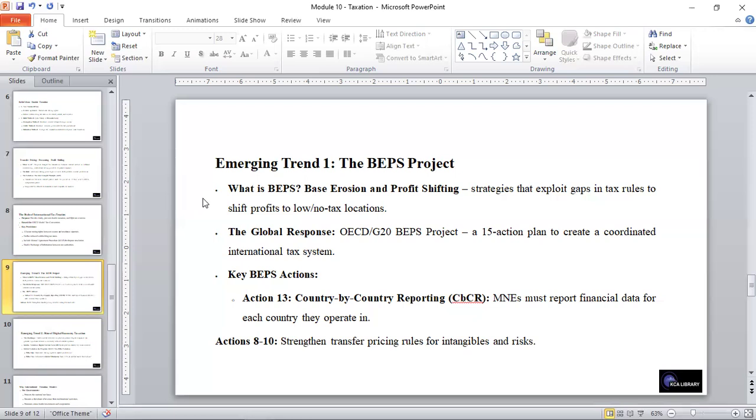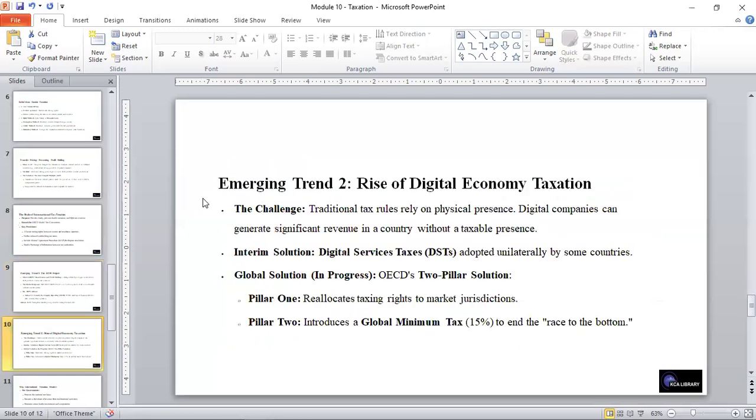which shows that MNEs must report financial data for each country they operate in. And we also have Actions 8 to 10, which deal with strengthening transfer pricing rules for intangibles and risk. We also have another emerging trend, which is the rise of digital economy taxation.